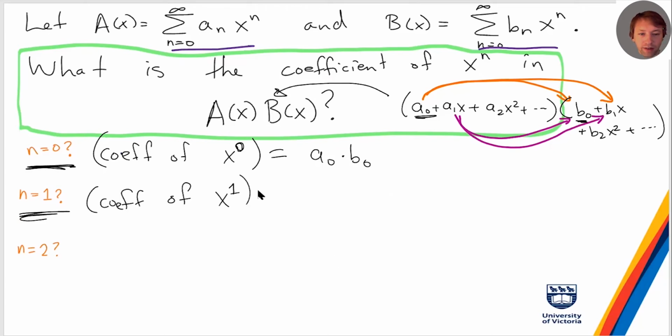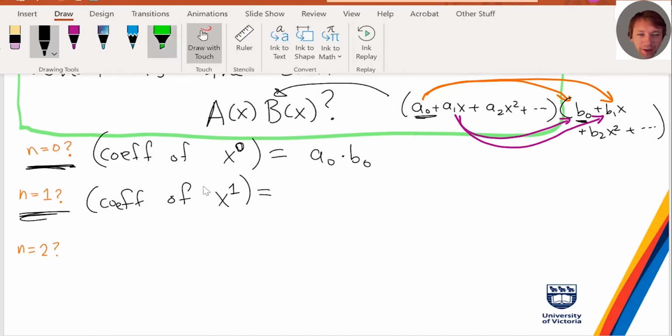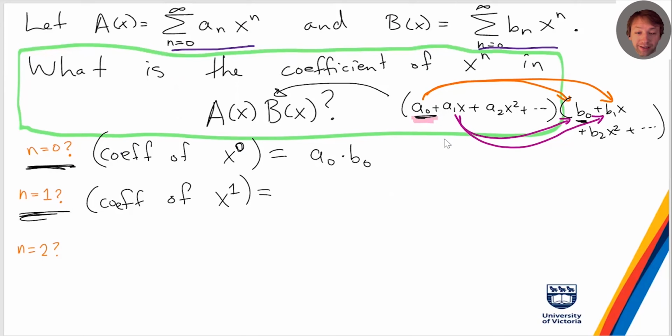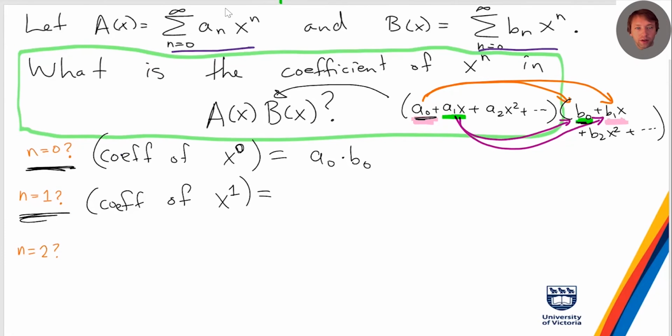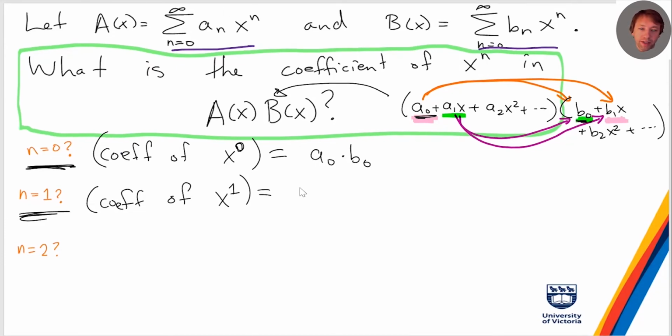To build this up a bit more, what's the coefficient of x to the 1, so just x? How can I get just an x from this? There aren't very many ways. One way is to take a0 and the term b1 x, which gives a0 times b1 times x. Another way is to take the x to the 1 term from A and multiply it by b0. So the n equals 1 coefficient is a0 b1 plus a1 b0.